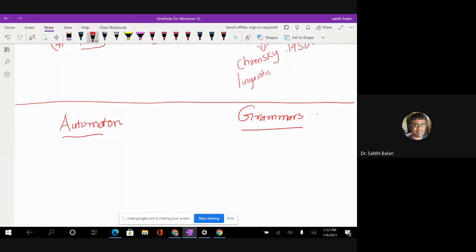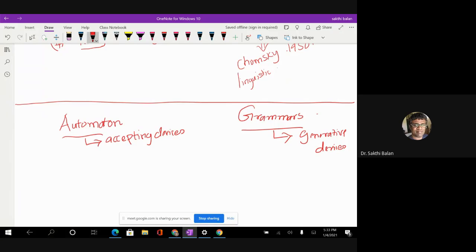The automaton is called an accepting device. Why we call it an accepting device, we will explain in the later part of this course. And the grammar is called a generative device. So these are the two abstract types of machines that we will be looking at. Automata and grammars. Automata are accepting devices and grammars are generative devices.